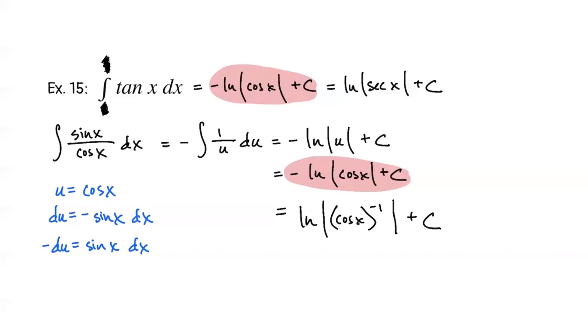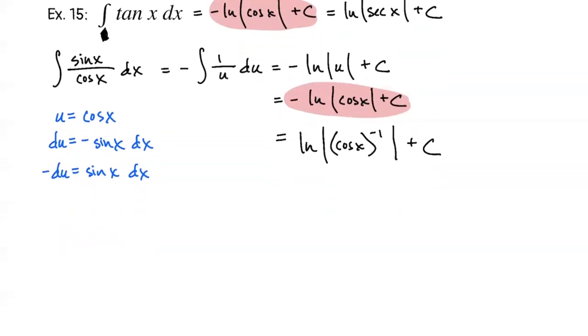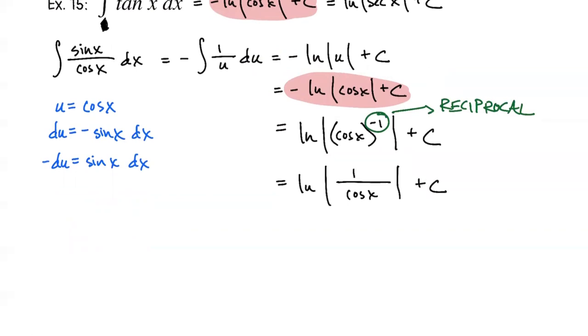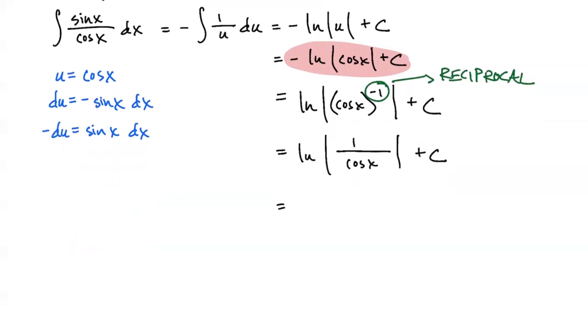Now, I think one of the reasons trig is so tricky is because we use the same symbol for things, but they don't always mean the same thing. And this -1 here does not mean the inverse. Rather, this -1 means reciprocal. And so we could say this is natural log of 1 over cosine x. And the reciprocal of cosine, that -1 is from that coefficient.